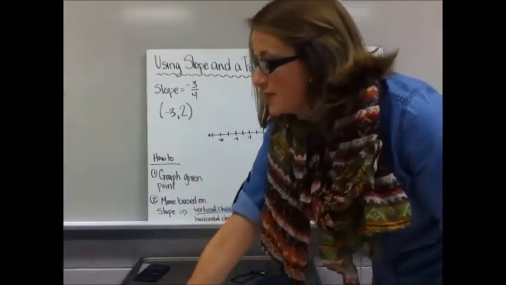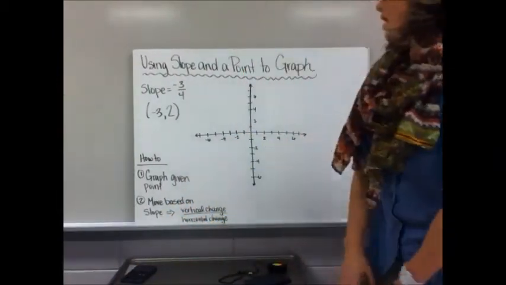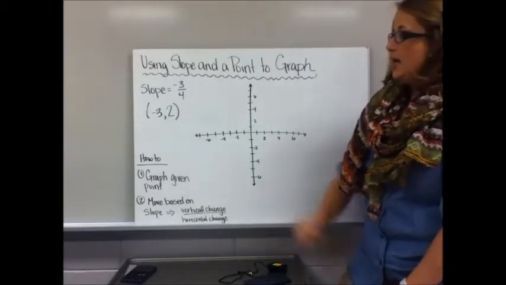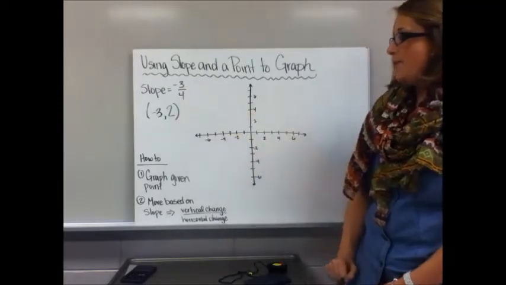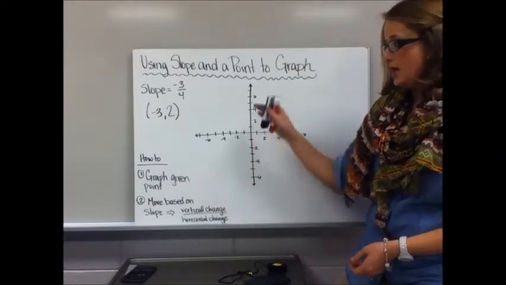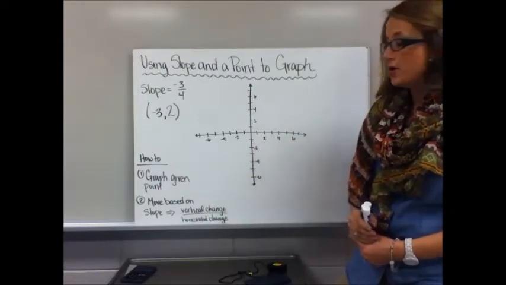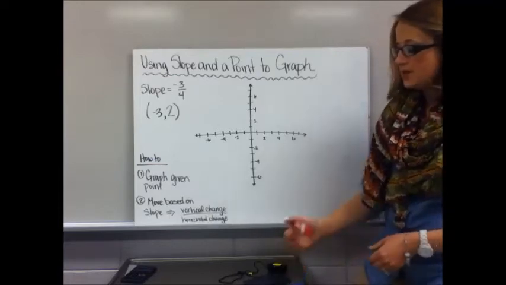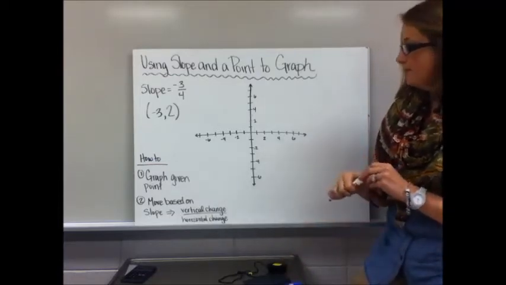The second skill for this lesson is using slope and a point to graph a line. You're given a slope, you're given a point. So how to do this? First, you're going to graph the given point. Go ahead and draw your graph on your notebook paper. Pause the video to give yourself time to do that.